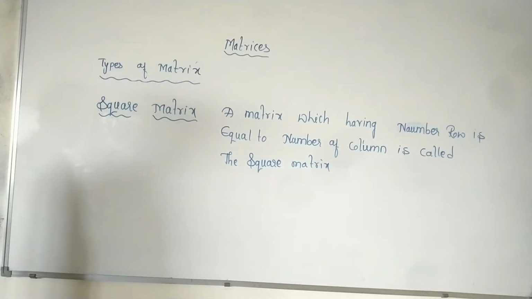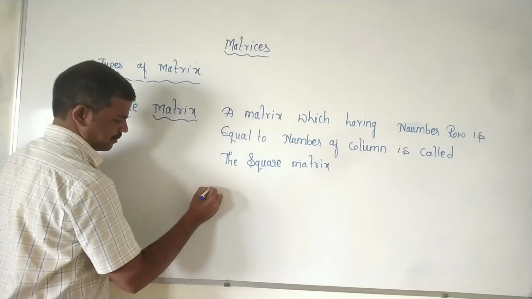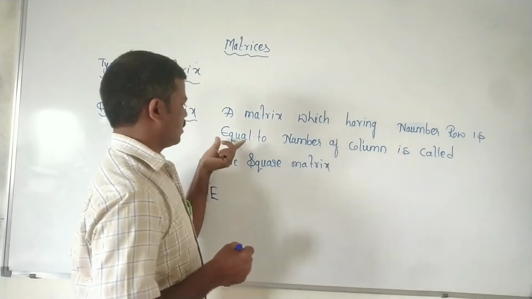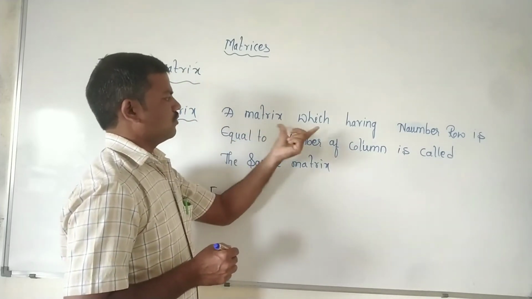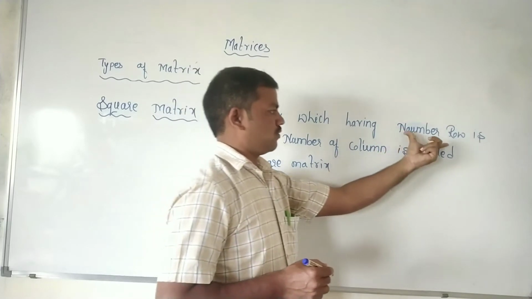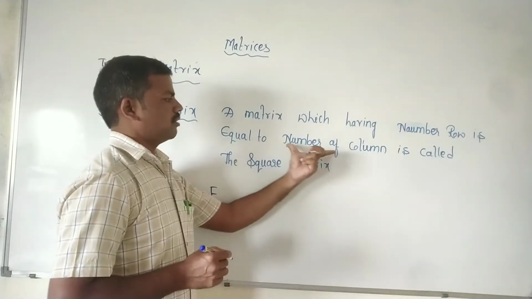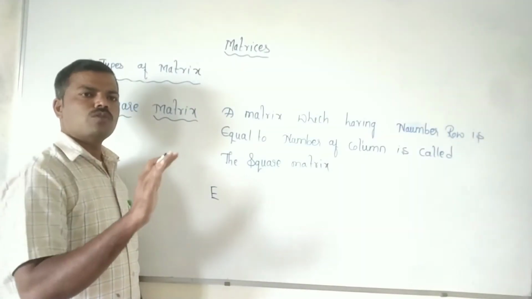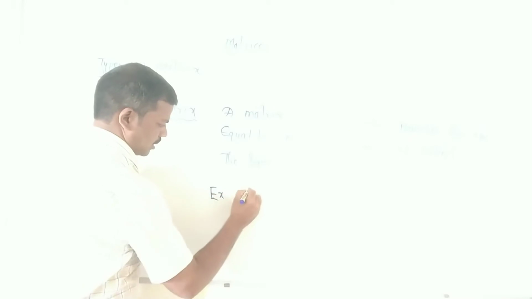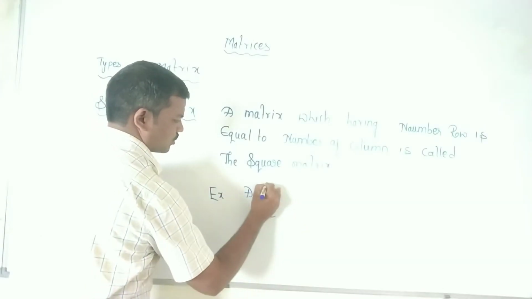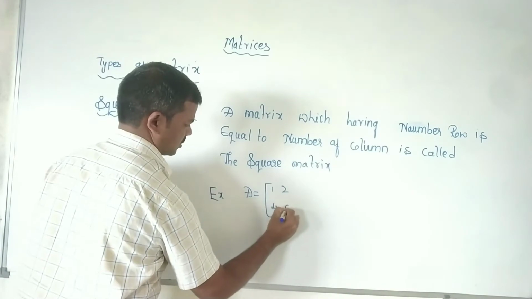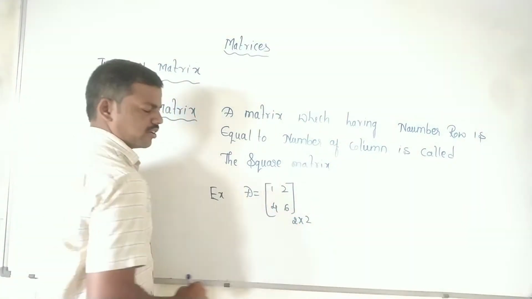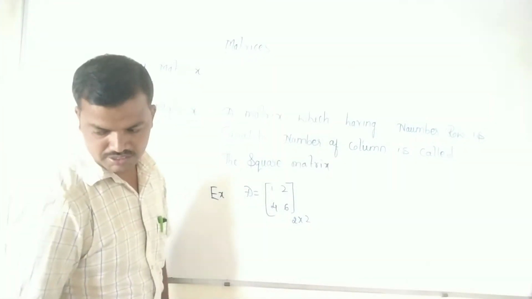So a matrix which has the number of rows equal to the number of columns is called a square matrix. Example, let me take A is a matrix: 1 2 4 6. 2 rows and 2 columns, both are the same. This is called a square matrix.